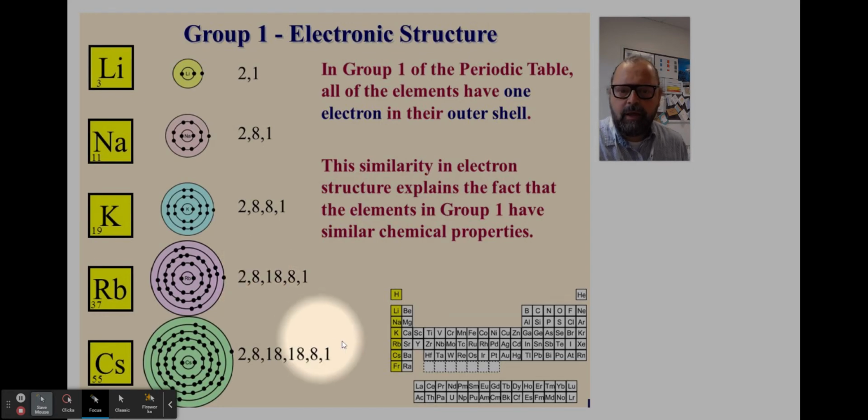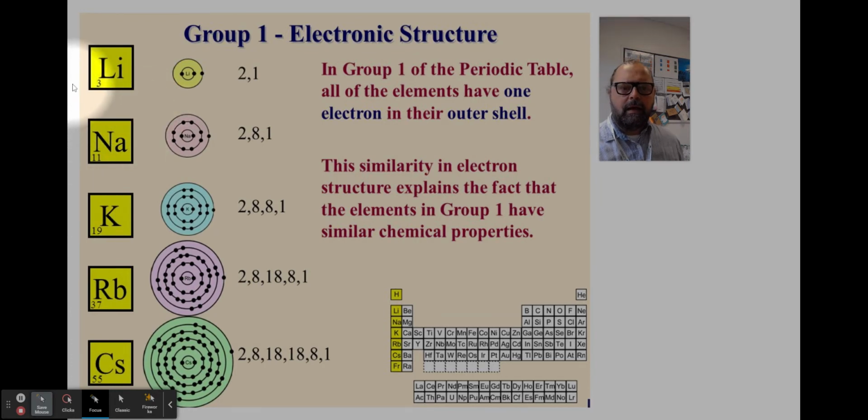So the first column in the periodic table, group 1, sometimes you see hydrogen drawn above it, other times hydrogen sits in the middle. Okay, hydrogen is quite tricky to decide where it goes. So we think of group 1 as lithium, sodium, potassium, rubidium, cesium. All of those are metals.